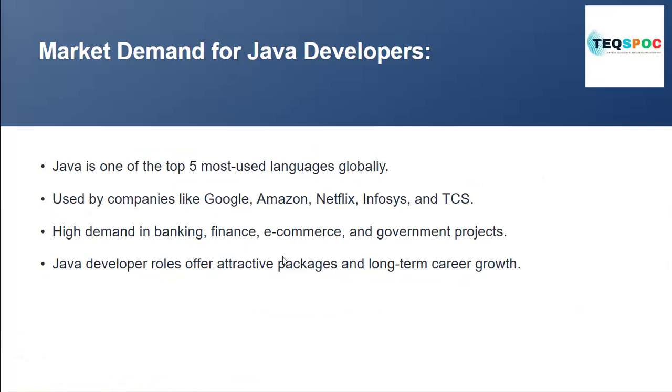Now, market demand for a Java developer. Let's see what the demand is in the market. Java is one of the top five most used languages globally, used by companies like Google, Amazon, Netflix, Infosys, and TCS. In the majority of companies, you will see a Java backend developer. There is high demand in banking, finance, e-commerce, and government projects. Java developer roles offer attractive packages and long-term career growth.